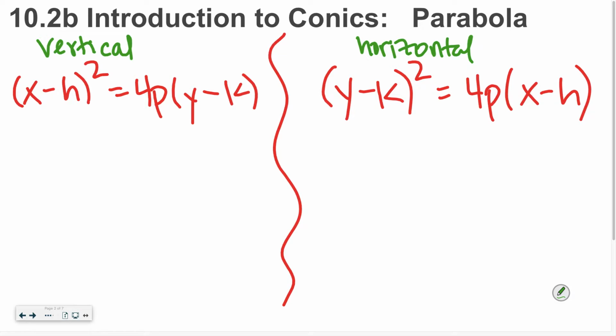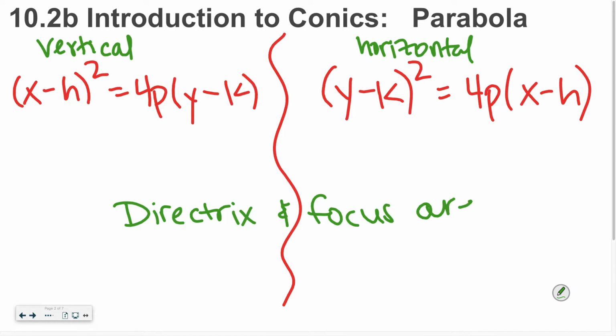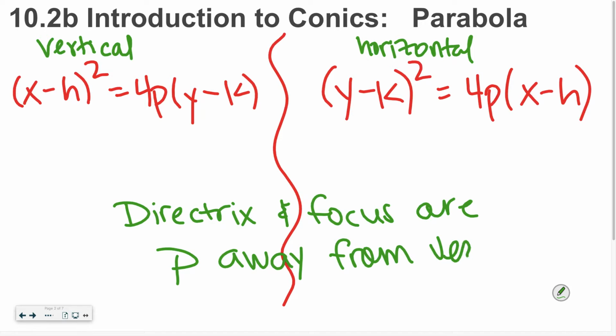P. Guy, what does P tell us? Vertex to. Okay. So both the directrix and focus are P away from the vertex. Okay. Vertex is h, k.